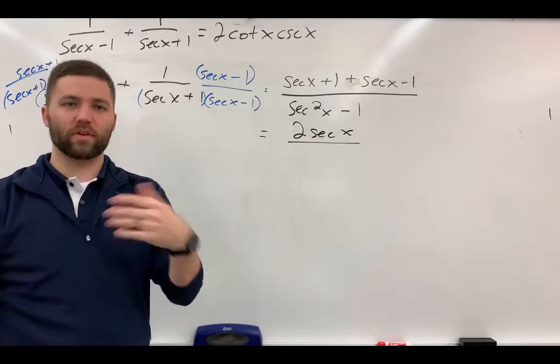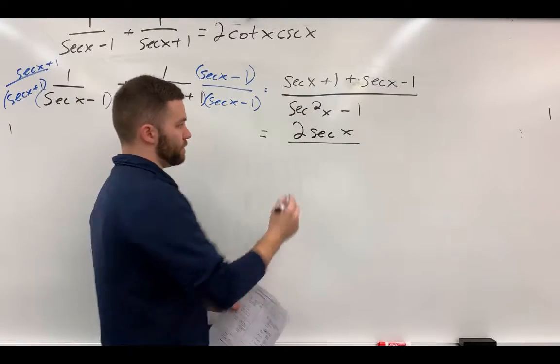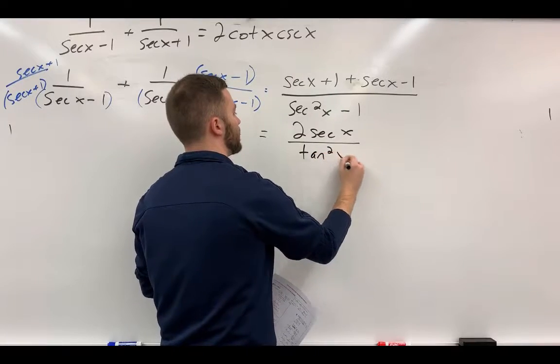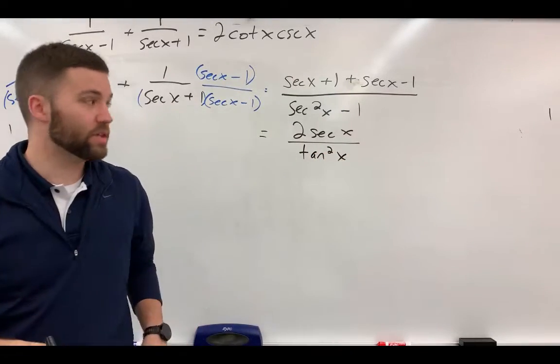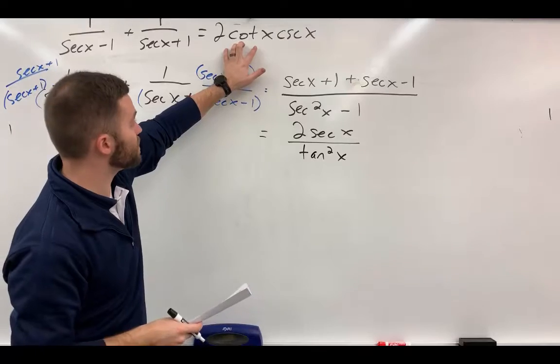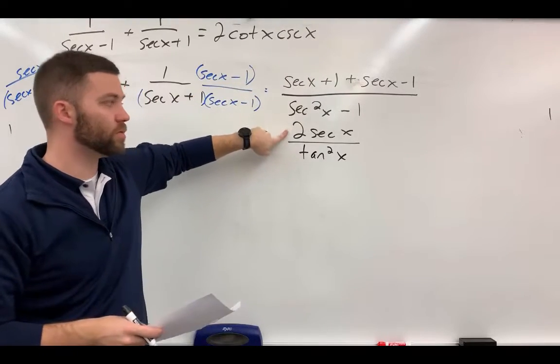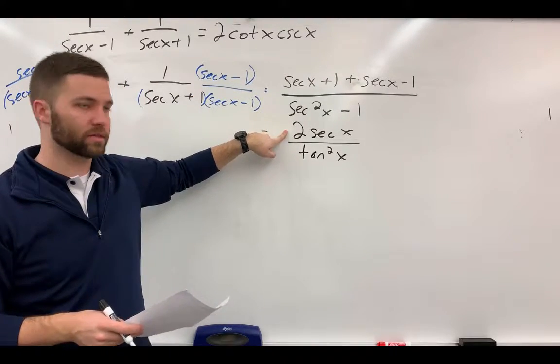Secant squared minus 1 is one of our identities. It's tan squared. So we can write this, tan squared x. Okay. Now at this point, what we ultimately want is 2 times cotangent times cosecant. Well, this 2 is pretty clearly there, so that's good.